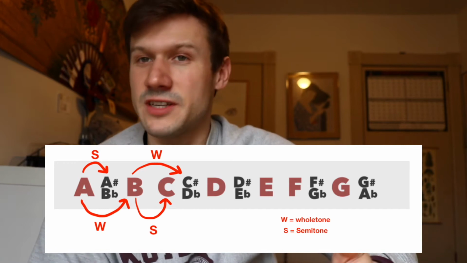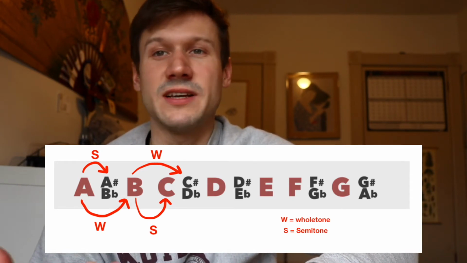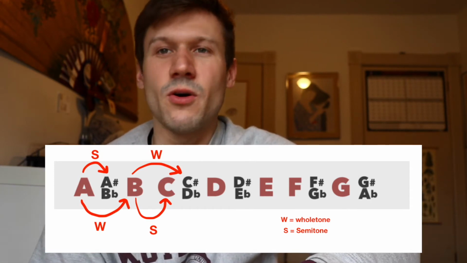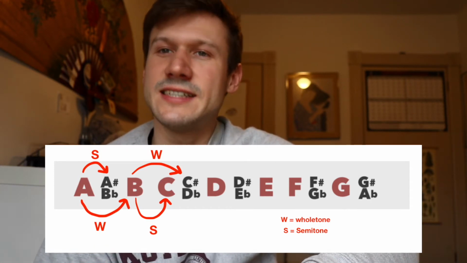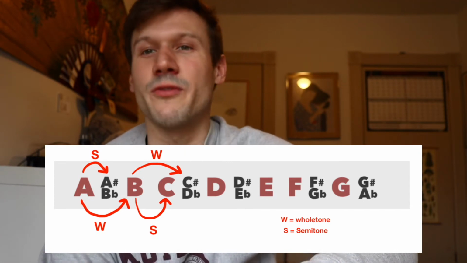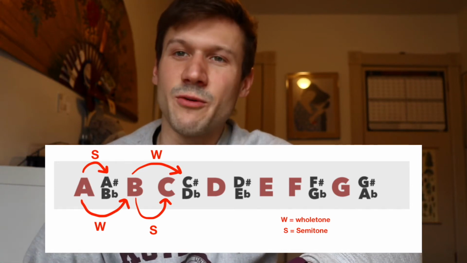So some examples of this would be from A to A sharp or A to B flat, that would be one jump, so that would be a semitone, versus A to B, that would be two jumps, so that would be a whole tone. If we went from B to C, that would only be one jump, so that would be a semitone, versus going from B to C sharp or D flat, that would be jumping two notes, so that would be a whole tone.